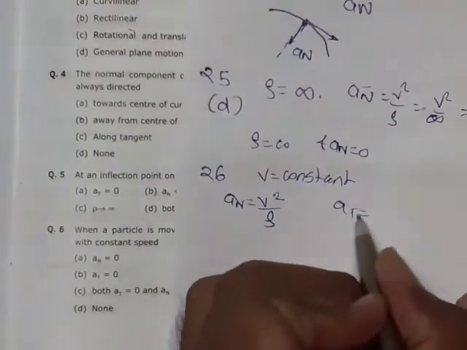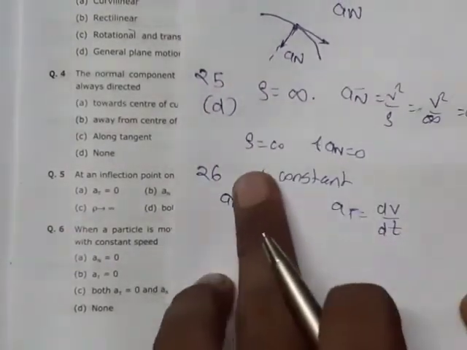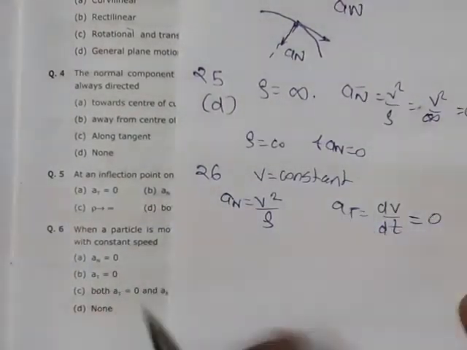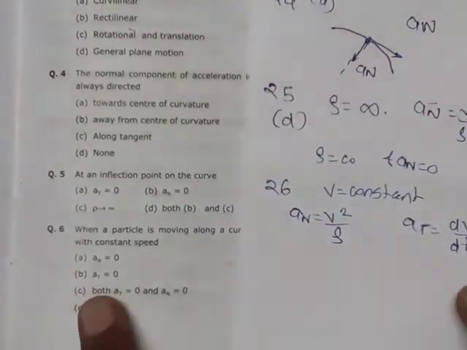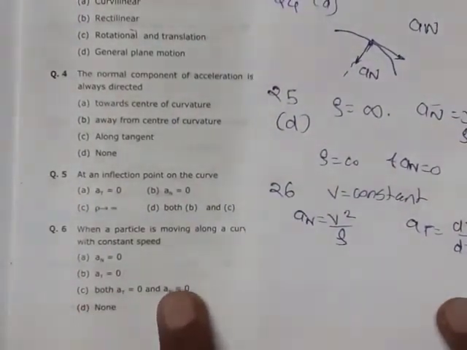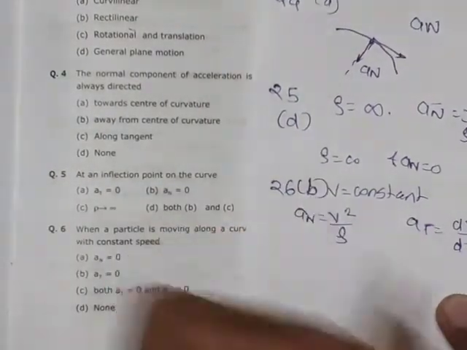Our formula for at is the rate of change of velocity. Now velocity is remaining constant, so its rate of change of velocity will be 0. So here at will be 0, not an. So in question 6, option B is correct, that only at is 0. The answer for question 6 is option B.